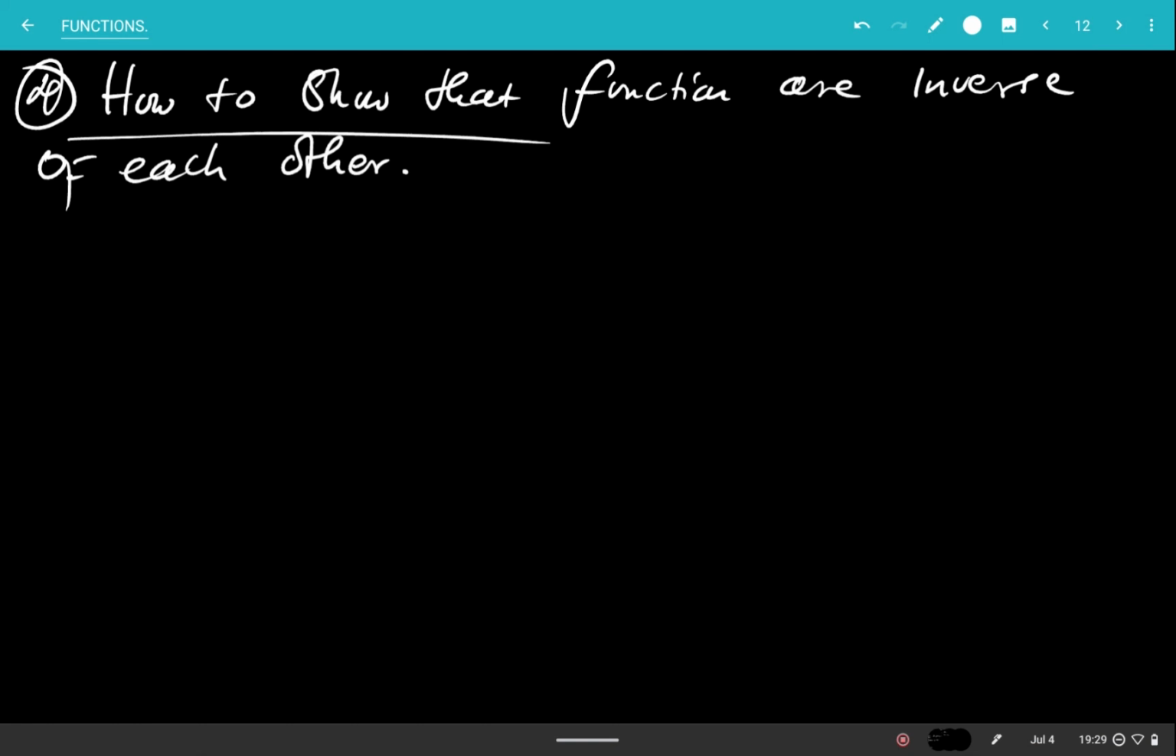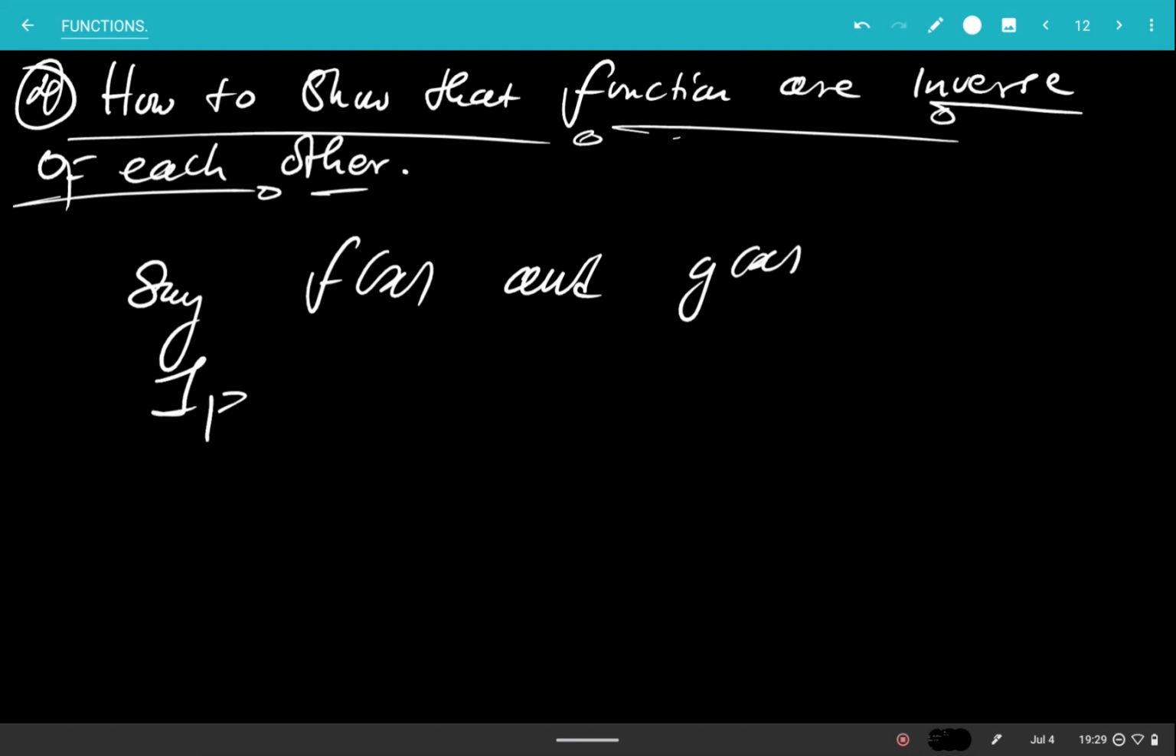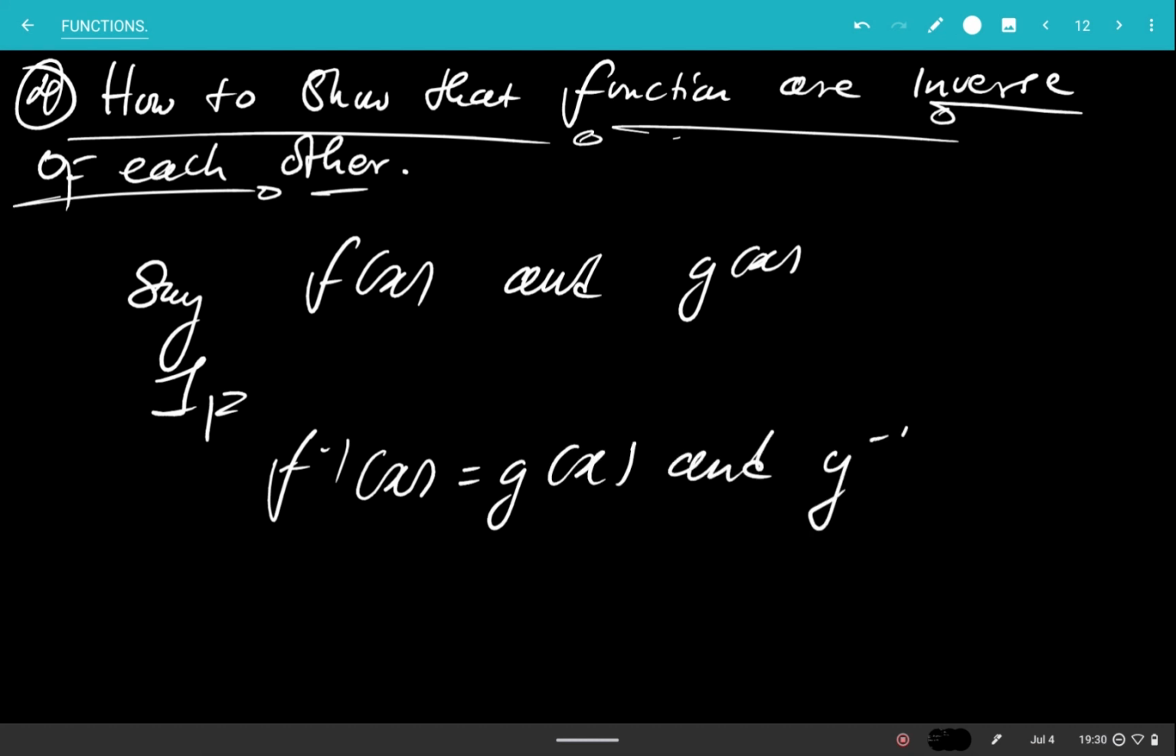Inversely related. Okay, so what you need to understand is this. Say we have f of x and g of x. If f inverse of x is equal to g of x and g inverse of x is equal to f of x, this means that these functions are inversely related.